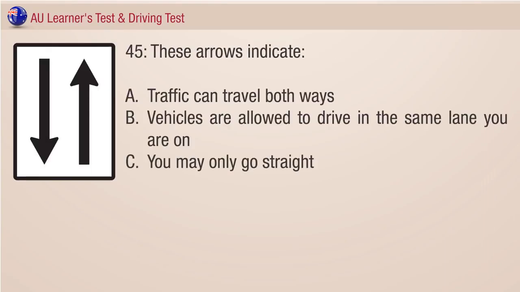Question 45. These arrows indicate: A. Traffic can travel both ways. B. Vehicles are allowed to drive in the same lane you are on. C. You may only go straight.